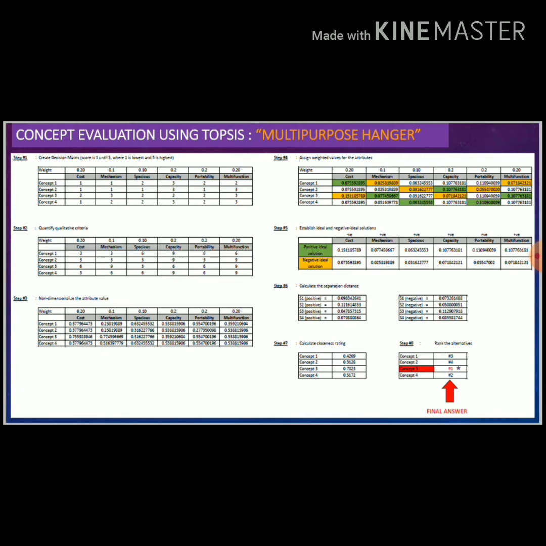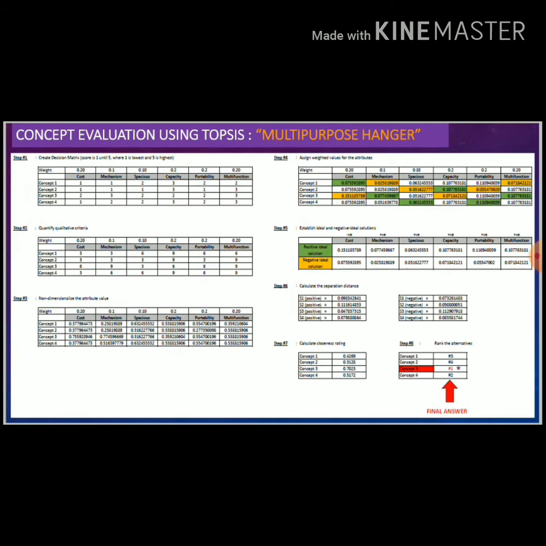Okay, so in the first step you have to come up with a decision matrix, and in step number 2 you have to quantify the qualitative criteria into numbers, so then you can make calculations with them. And then step number 3, non-dimensionalize the attribute values, because this is quite important, as some of the numbers are not in the same fashion. So we would like to normalize the patterns of the numbers, followed by step number 4, where we have to assign the weighted value for the attributes.